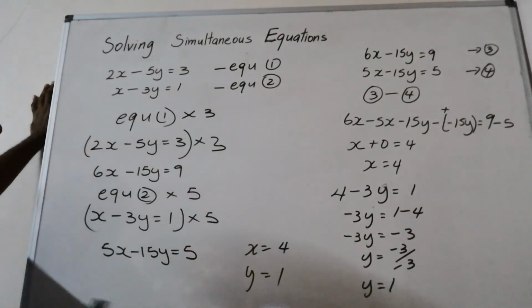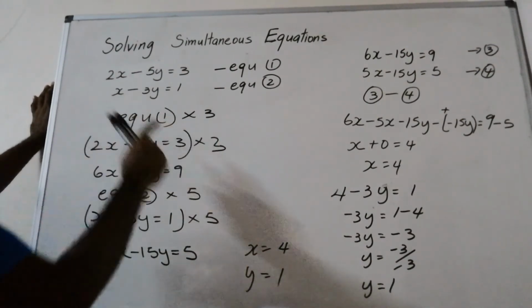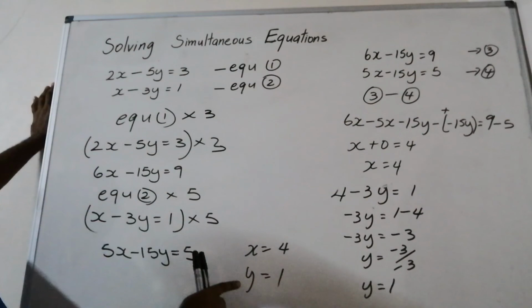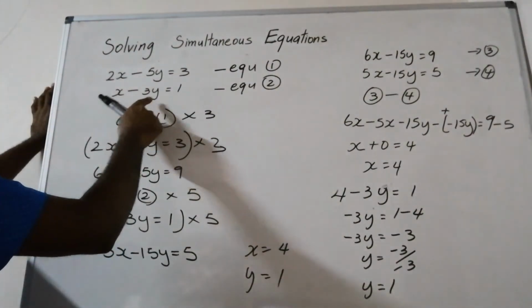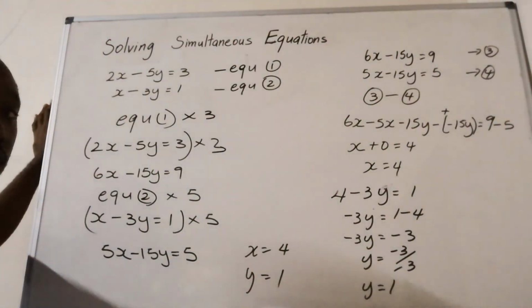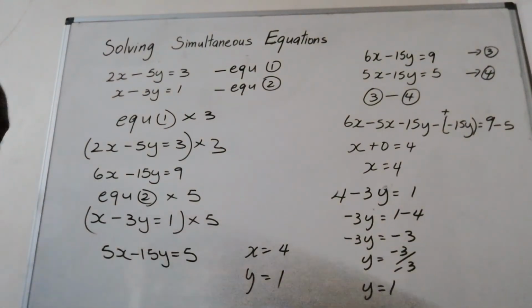Let's check it in the next one. 4 take 3 ones, 3. 4 take 3 is 1. So we know definitely our answers are correct.